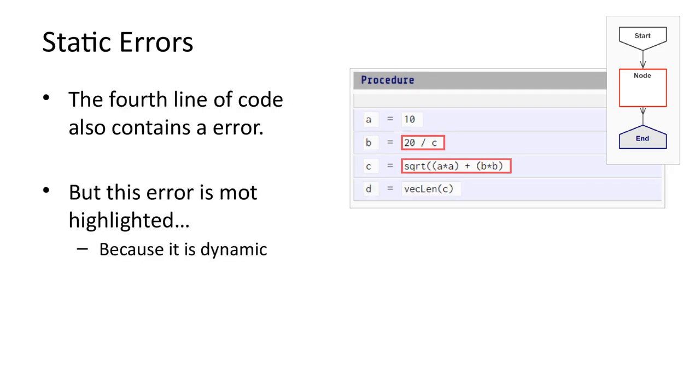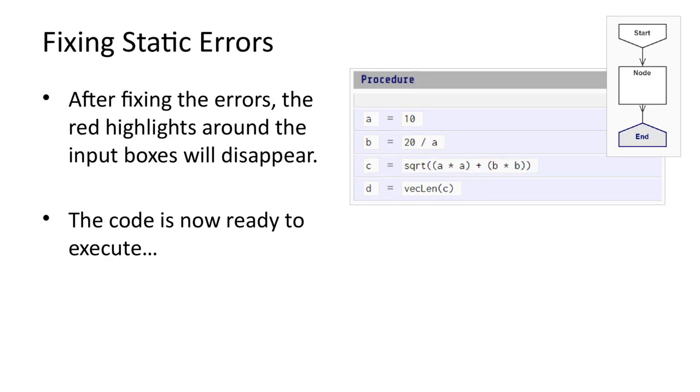When you type the fourth line of code, no error is triggered. In this case, the line of code contains a dynamic error. This error will only be highlighted when you execute the code. Clicking the execute button before you have fixed the static errors will not do anything. You have to fix all the static errors before you can execute.